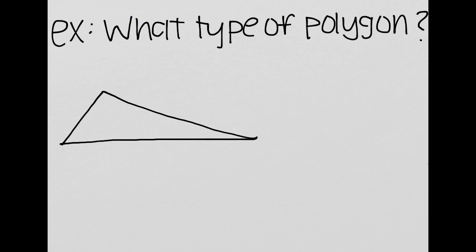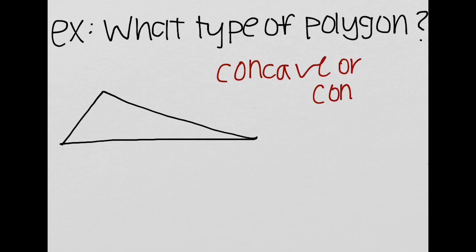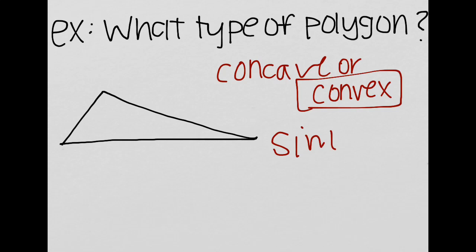Okay. So let's look at this. What type of polygon is this? Is this concave or convex? Well, realize that this doesn't cave in, so it's convex. Okay, is it simple or complex? Well, it doesn't cross itself, so it's simple. And is it regular or irregular? Well, it's not regular because the sides are not equal, so it's an irregular polygon.